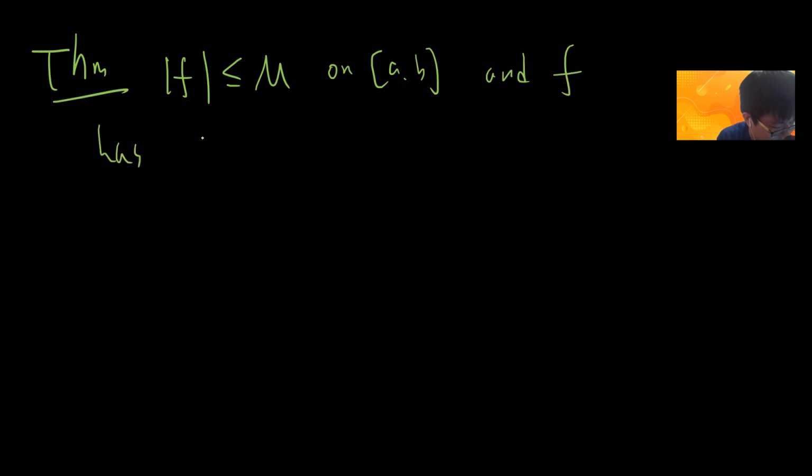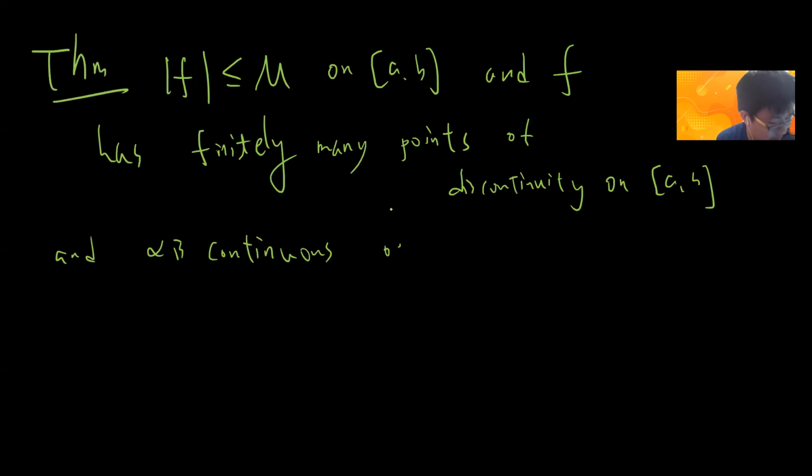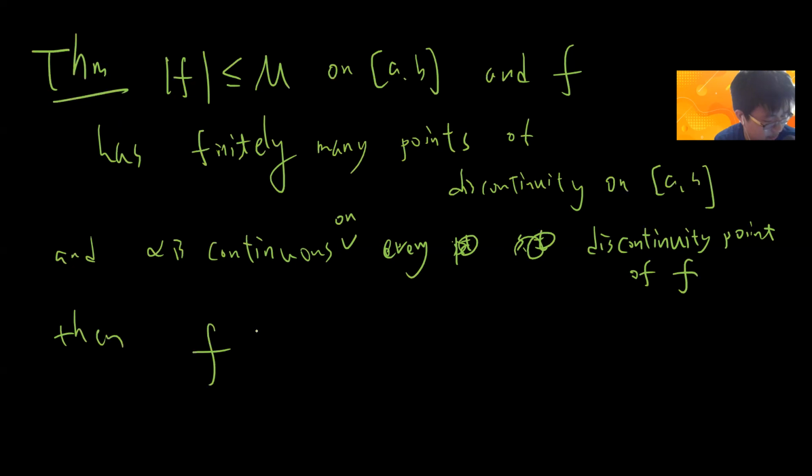Suppose f is bounded on [a, b] and f has finitely many points of discontinuity on [a, b], and alpha is continuous at every point on which f is discontinuous, that is, on every discontinuity point of f. Then f belongs to R(alpha).